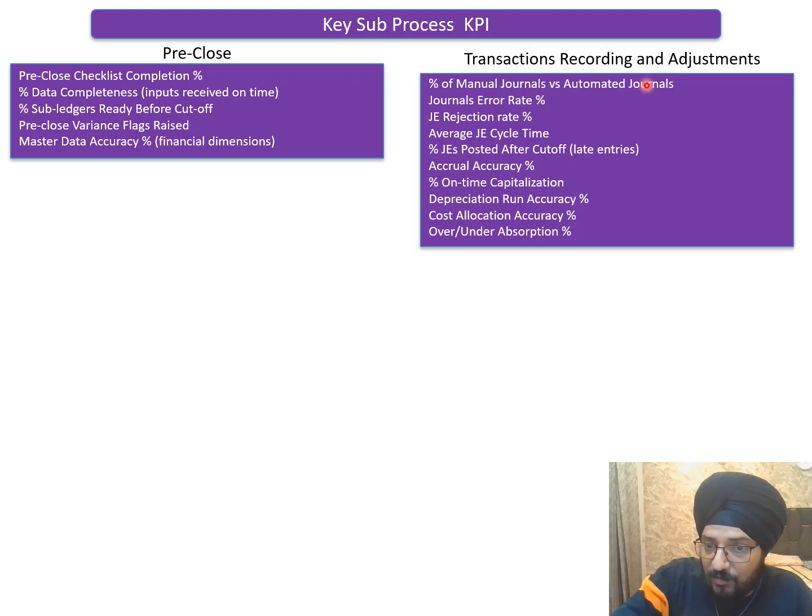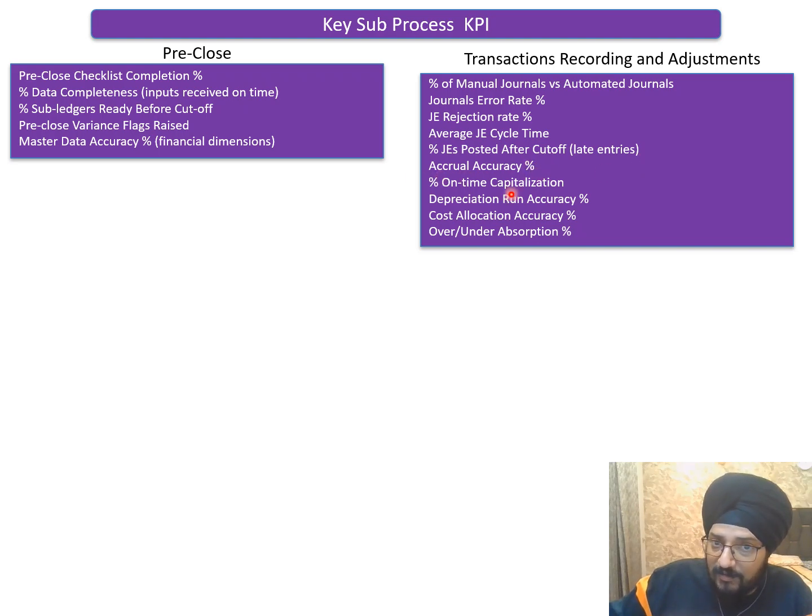Journal error rate. If we have created a journal but the calculations are wrong, that adds a burden to the entire close process. So if, let's say, we have 100 journals, our error rate should be 0. And if it is more than 0, then we need to find out why it is happening. JE rejection rate percentage to ensure the effectiveness of the journal. Average JE cycle time should be minimal. Percentage of JE posted after cutoff should be avoided, because any late entries add a burden to the entire period close cycle itself.